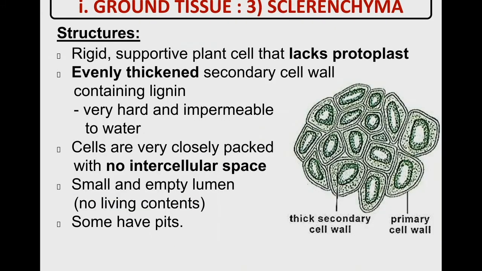Okay, now the last one is sclerenchyma. Sclerenchyma looks a bit the same as the collenchyma, but there are differences. Okay, it's evenly thickened. This is one of the differences between sclerenchyma and collenchyma, because collenchyma is unevenly thickened at the corner of the cell wall, but sclerenchyma is evenly thickened. They are more rigid comparing to the collenchyma.